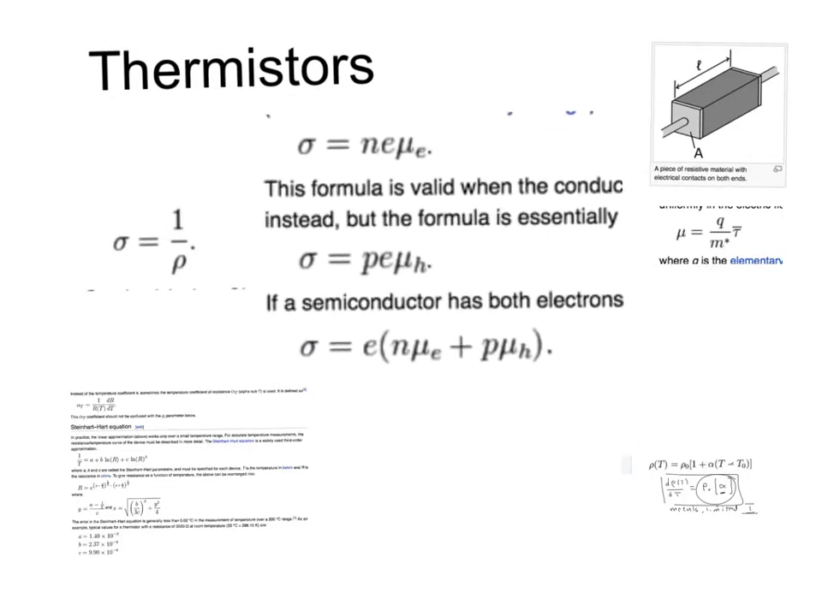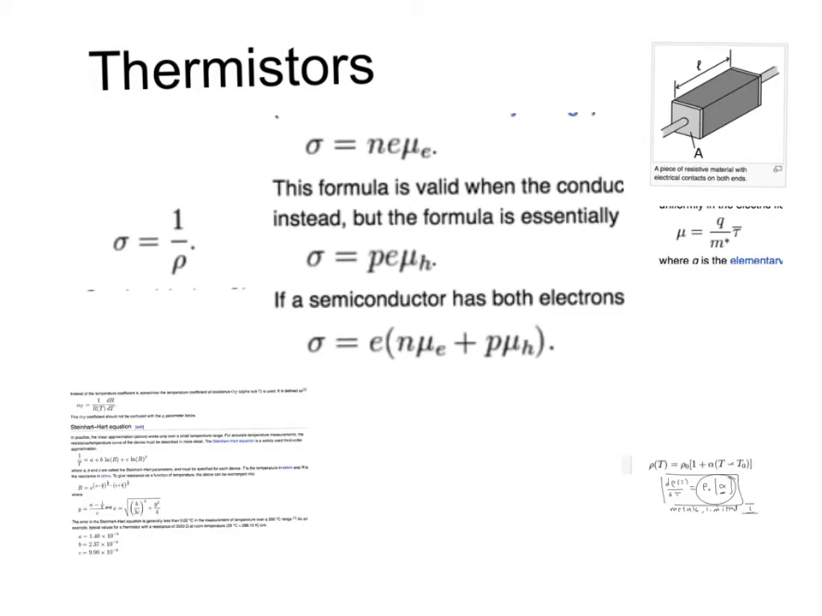Semiconductors, and the operative equation for semiconductors is that you usually look at conductivity rather than resistivity, but you can see that they're inversely related, and it's equal to the product of the charge of the carrier times the number of carriers per volume times the mobility of the carrier.